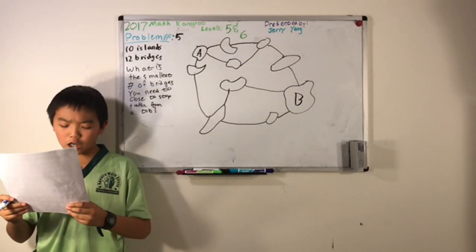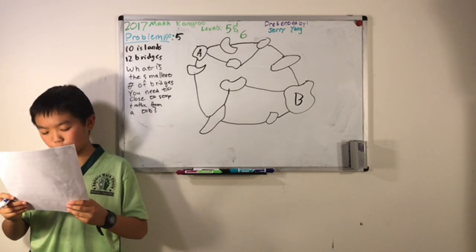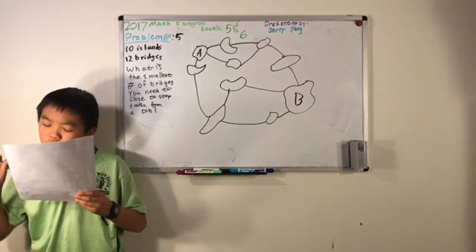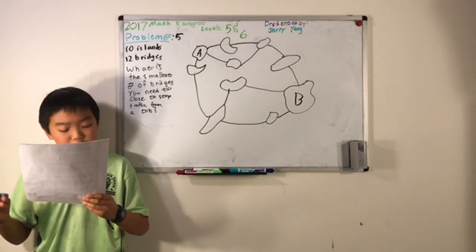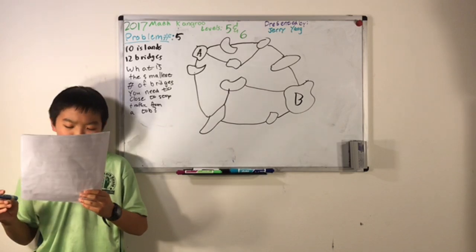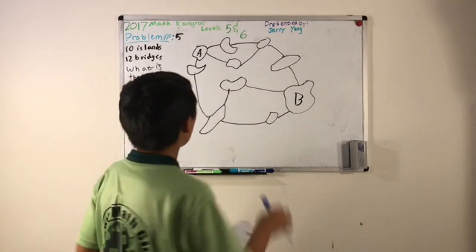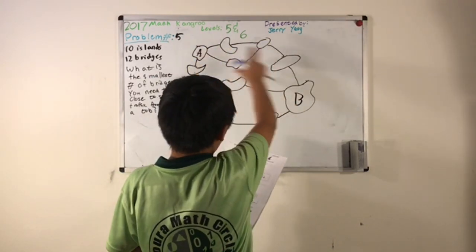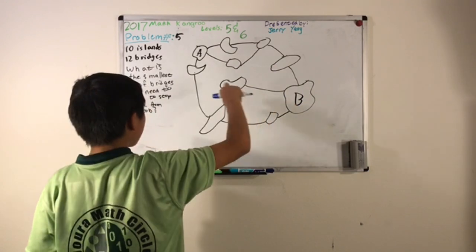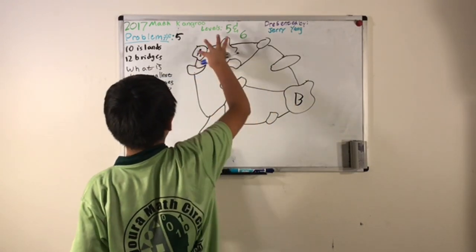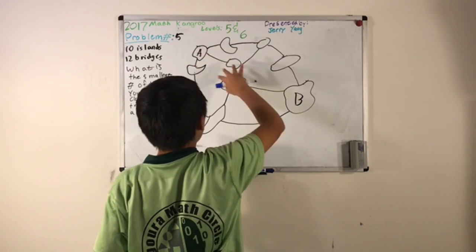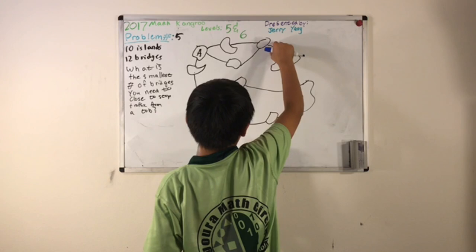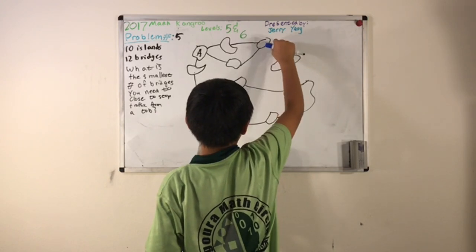Problem 5. On a planet, there are 10 islands and 12 bridges. All bridges are open for traffic right now. What is the smallest number of bridges that must be closed in order to stop all traffic between A and B? So we know these islands are A and B, and we have to cut these paths off. So if we look at the three paths going out of A, we see that these two go out separately, but then they come back in the same point.